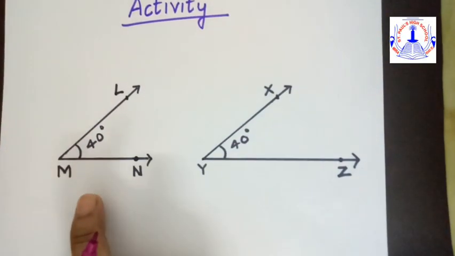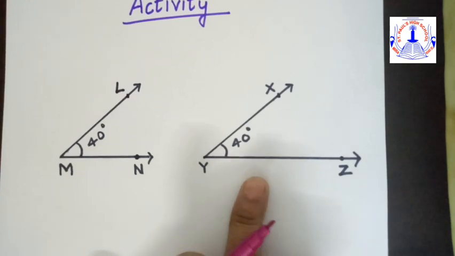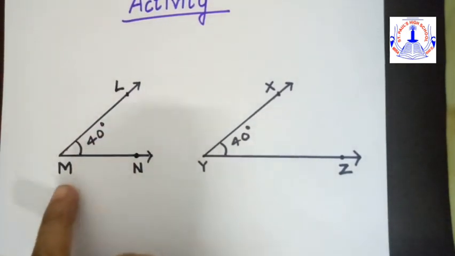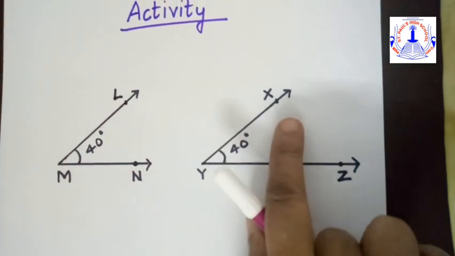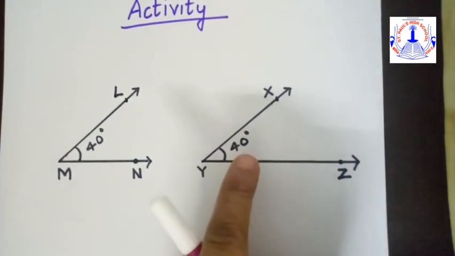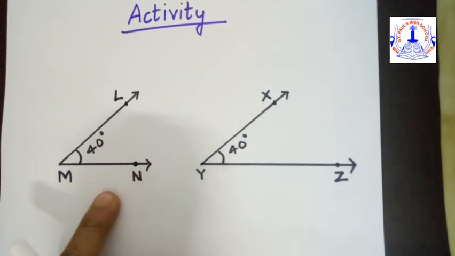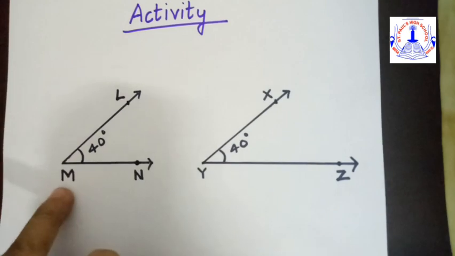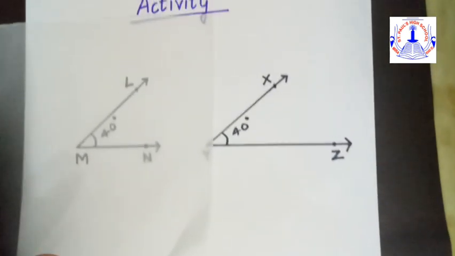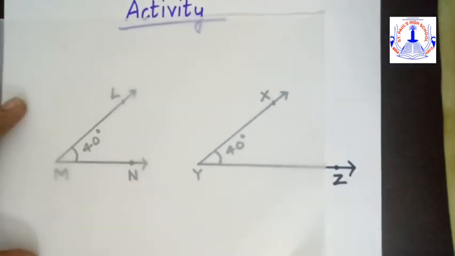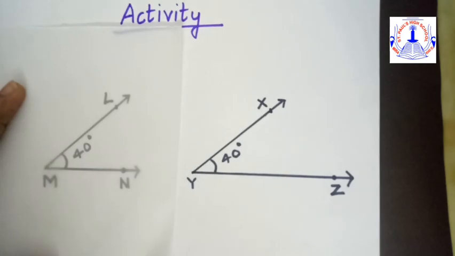Activity. Now two angles are drawn of measurement 40 degree. Here angle LMN is of measure 40 degree and the angle XYZ is of 40 degree as shown in the figure. Now we will trace the arm of the angle LMN. So this is a tracing paper. As you all know, we will place it and we will trace it with the help of the scale.